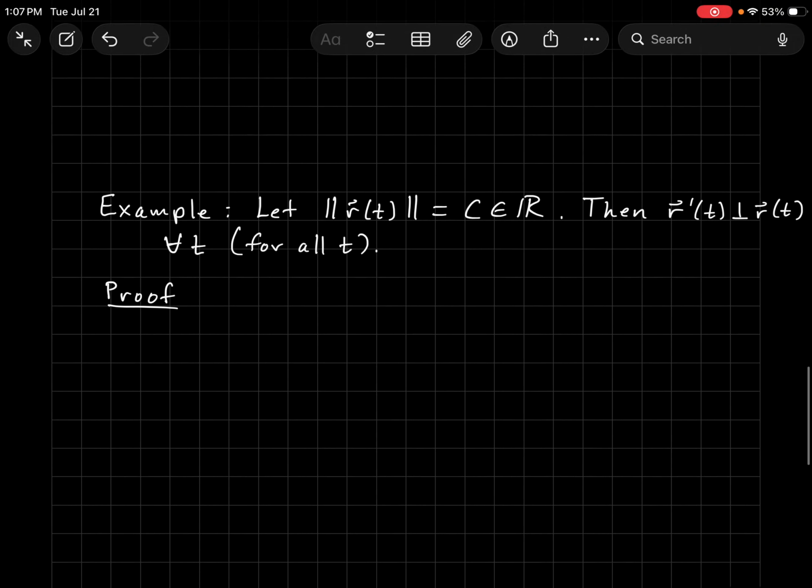Let's look at an example using one of those derivative rules. So suppose that the magnitude of r is a constant. So the magnitude of r has to be a constant for all t. Then r prime is orthogonal or perpendicular to r for all t. In case you haven't seen the upside down A before, that means for all or for any. And let's do a proof.